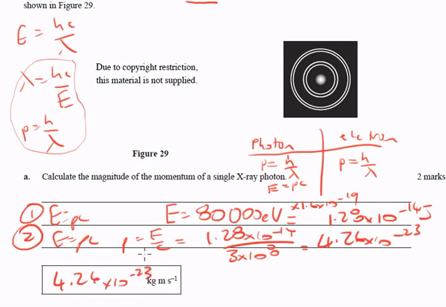Now, I could have gone ahead and done it the longer way, but this way is just a little bit faster. And because I've practiced enough, I know I can just jump straight into it. The only hard thing here was making sure the 80,000 electron volts was into joules.